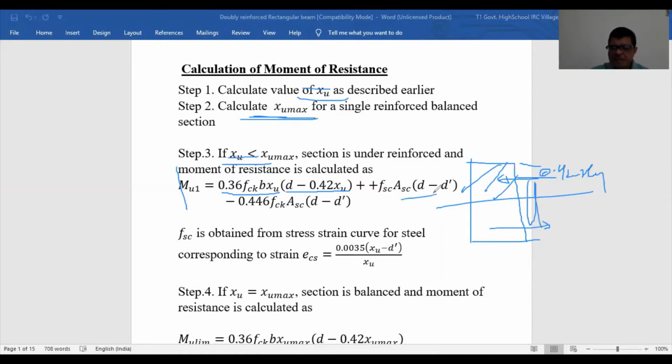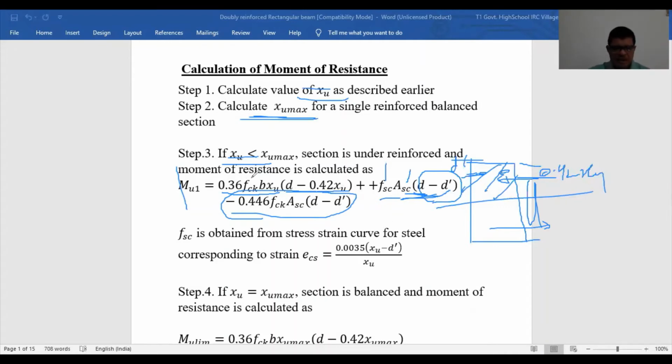Similarly, for the compressive force in steel, the lever arm is d minus d dash. If you have steel here, this distance is d dash. So d minus d dash is the lever arm between the compressive steel and the tensile steel. So fsc is the stress in steel, Asc is the area, multiplied by d minus d dash, minus this term. In many books, even in codes, this has been neglected because the value comes out small. So it is your choice whether you keep or remove this part.